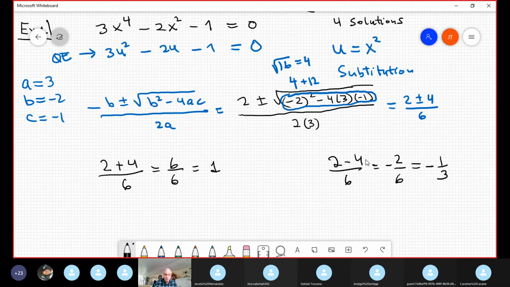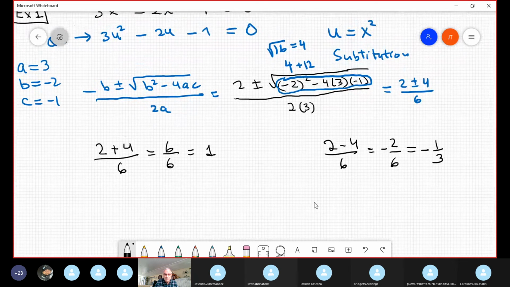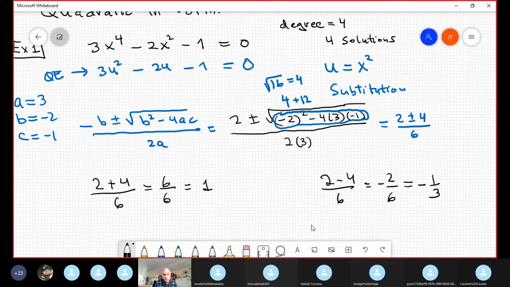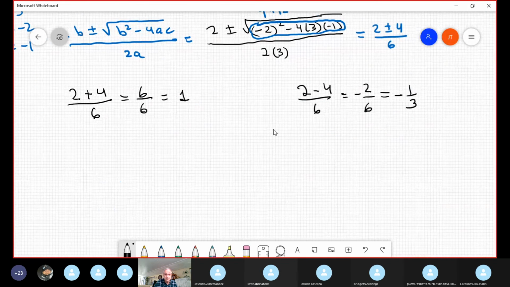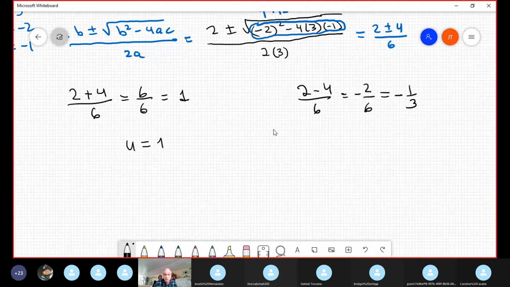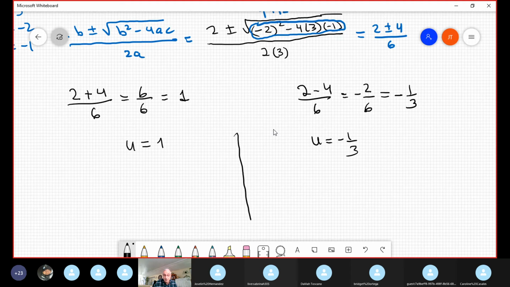No. Why no, professor? Because this is the u value. Remember the story. The story is we have the original equation, degree 4 polynomial, 4 solutions. I do a substitution, I convert to a quadratic in blue color, and the quadratic is solved, I obtain 1 and -1/3, but these are u values. So u is equal to 1, and u is equal to -1/3. I split the paper again in 2 parts.